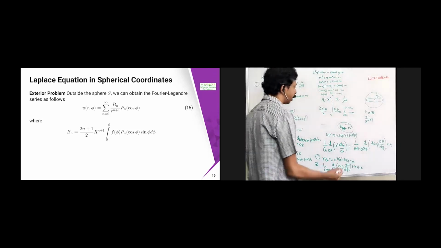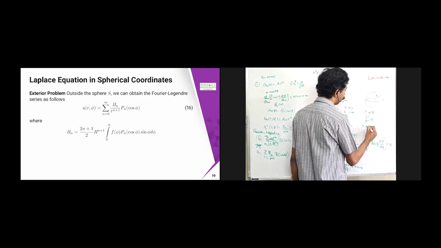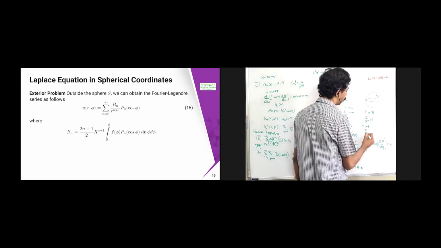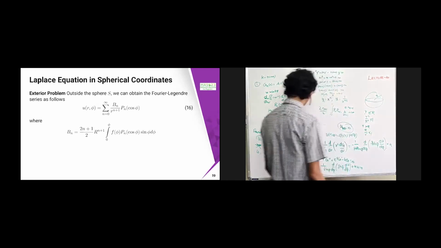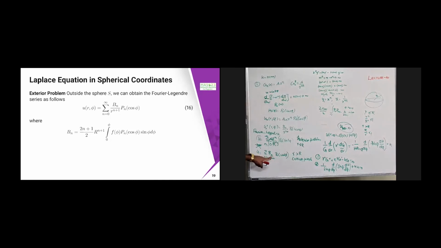So if r by R is greater than 1, in this case R by r is going to be less than 1. Therefore, here you can see that b_n is again going to be calculated the same way. R^(n+1) is going to come in the place of b_n. Therefore, R^n by r^(n+1) is going to become less than 1, so this series is going to converge.